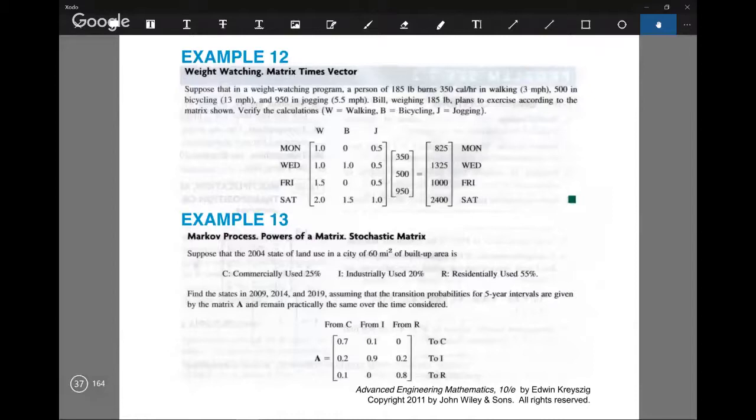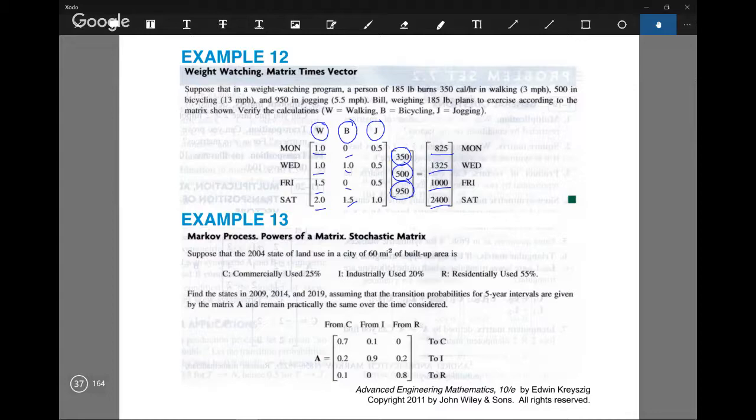Here's another use of matrix multiplication. Let's say a person can do 3 types of activities. He can do walking, he can do bicycling, or he can do jogging. And the amount of calories he burns is 350, 500, and 950 calories for these 3 types of activities. And on these 4 days, he does these 4 different types of activities. So overall, the number of calories he burns are 825, 1325, 1000, and 2400. Right? And you can show this by matrix multiplication.